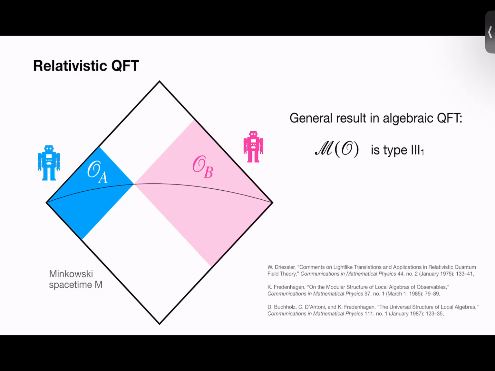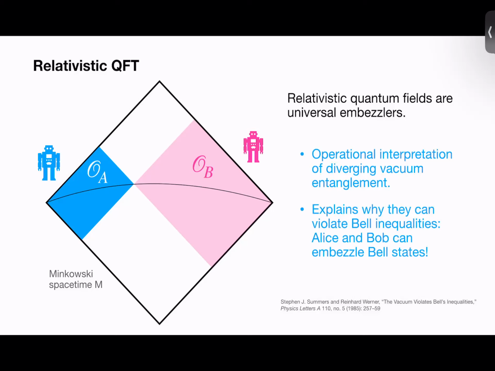What this means is that in such a situation, where we assume, okay, it's not a very realistic assumption, admittedly, that Alice controls one half of space and Bob the other half, we find that relativistic quantum fields are universal embezzlers. So we have, say, the vacuum state of your relativistic quantum field, and you can embezzle any state that you want. This is nice because it gives a sort of operational interpretation of the diverging vacuum entanglement. You probably have heard at some point that if you take a relativistic quantum field, the entanglement between a region and its complement is unbounded, it's infinite entanglement, so to say. The technical way to express this is that the algebras are type III_1, and now we have an operational interpretation of this, using embezzlement.